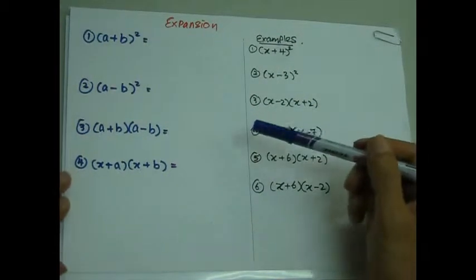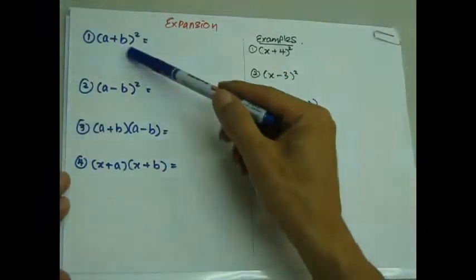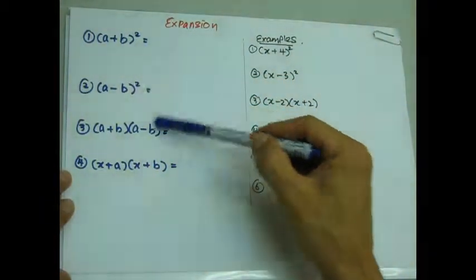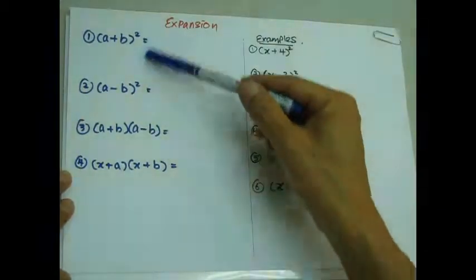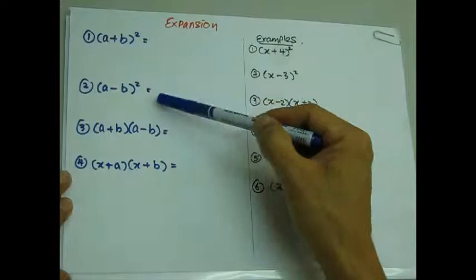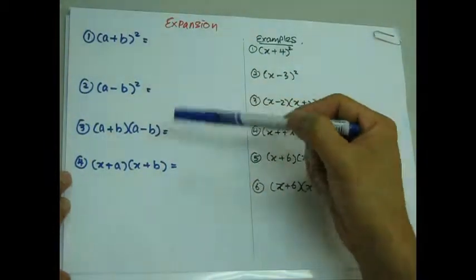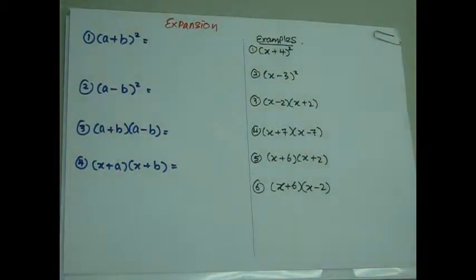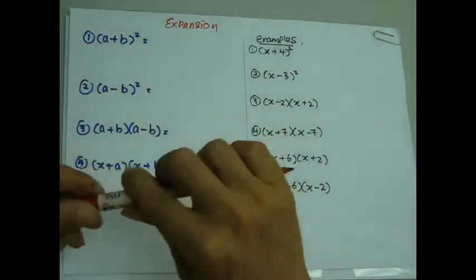Today we look at some common expansions, and what we need to do is to memorize some of these patterns, and in future we'll be able to do this faster. So let's start with the first one, (a + b) squared.